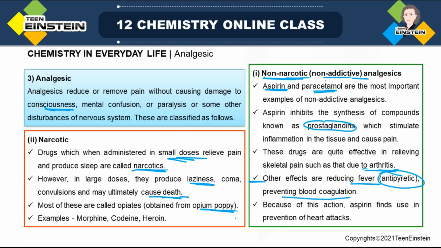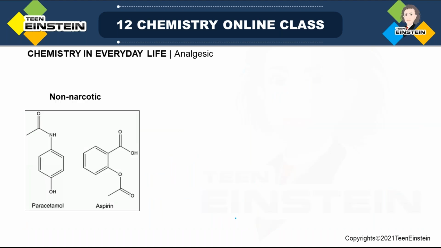We will see the pictures of non-narcotic as well as narcotic. So here we have paracetamol and aspirin. In both cases we have a benzene ring, and here we have an NHCOCH3 group and an OH group at the 1 and 4 positions. So this is a very simple structure, and in the case of aspirin at the ortho position we have an OCOCH3 group, that is an ester group, and another is a carboxylic acid.